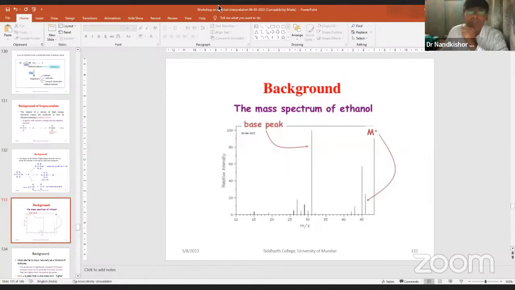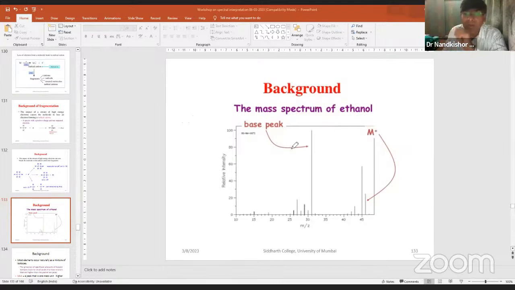This is going to be an M+. Here, the highest peak in the spectrum has absolutely 100% intensity. This is intensity versus m/z values. This is considered to be the most stable peak in the mass spectrum.